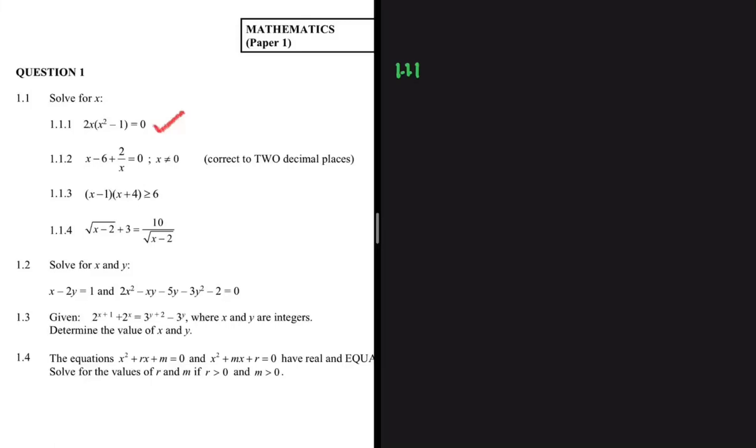Let's see, we have 2x multiplied by x squared minus 1 being equal to 0. So for this to be true, it's either 2x is equal to 0 or x squared minus 1 is equal to 0. So what are we saying? We're saying that either 2x is equal to 0 or x squared minus 1 is equal to 0.